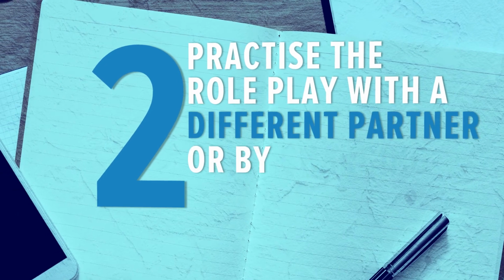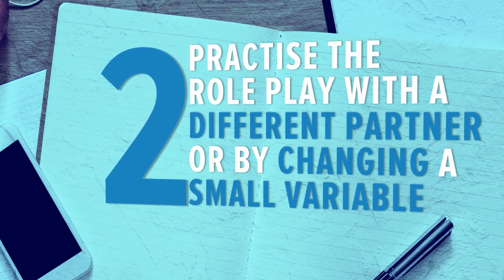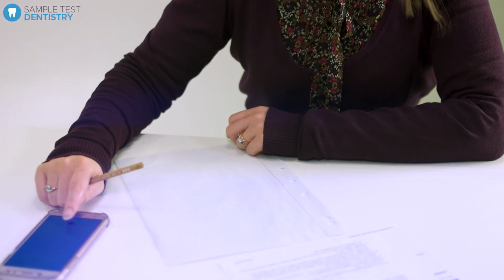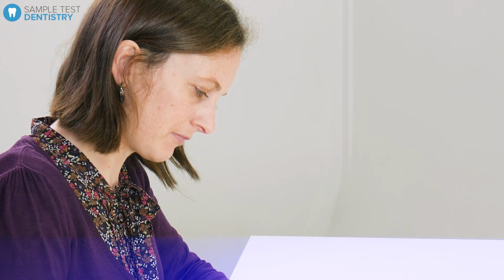Practice the role play again with a different partner or by changing a small variable of the role play, for example by changing the patient's age or the emotion they are feeling about the situation. Think about the different language you might need to use for this role play if the patient had had this problem many times before and has repeatedly failed to follow your advice. Or notice the questions and responses the different partner uses when repeating the role play with somebody else.